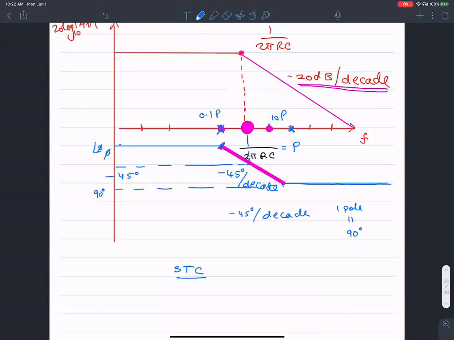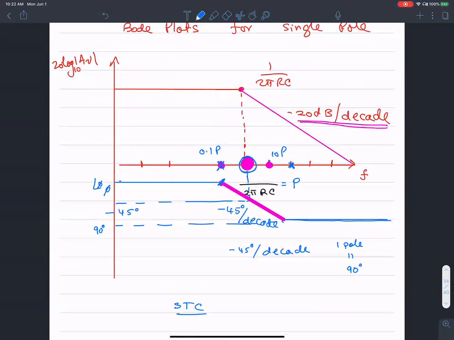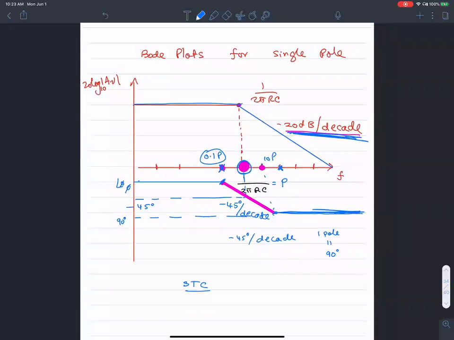What happens when there is one pole? The magnitude begins to fall at that pole frequency, and the slope is going to be negative 20 dB per decade. And when it comes to phase, shown below, the phase begins to fall at 1/10 of the pole frequency, and it continues to fall until 10 times the pole frequency. And after that, the pole does not affect the phase anymore. Okay, so that's the idea.